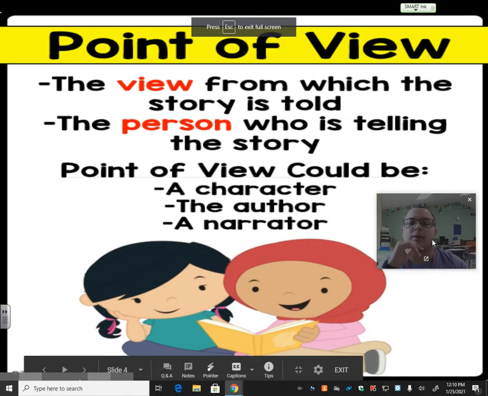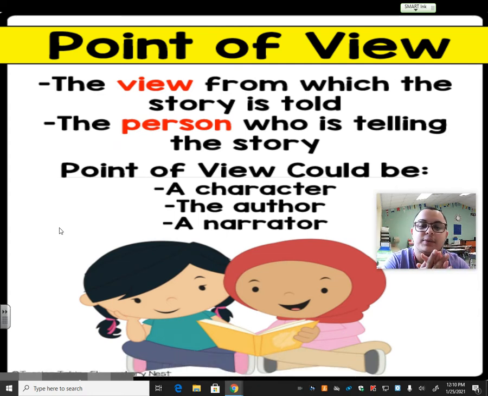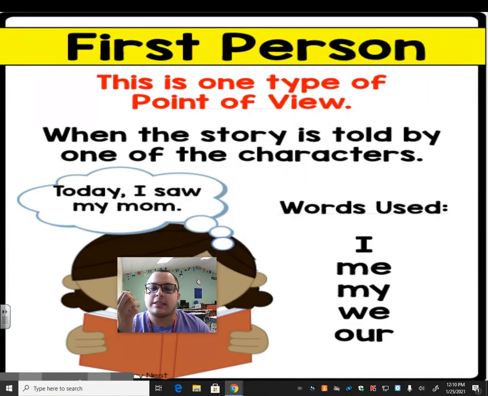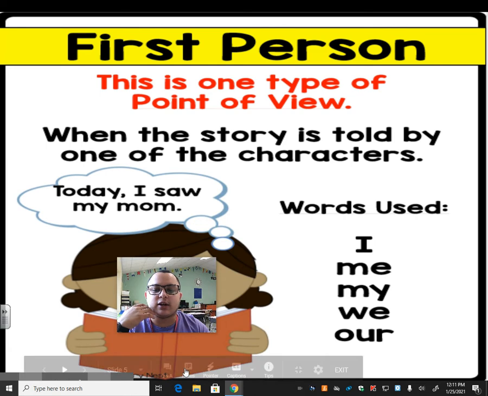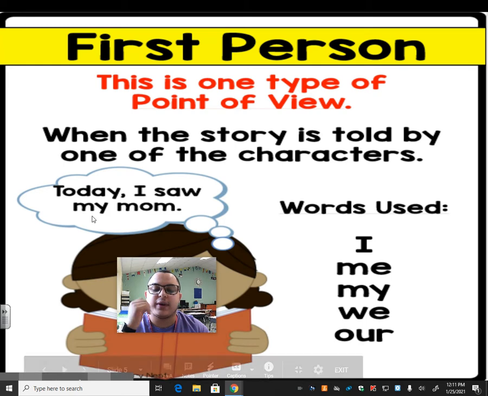So, first of all, point of view, if we remember, is from which the story is told. The person who's telling the story could be a character, it could be the author, or it could be a narrator. With first person point of view, the story is told from a character's perspective. So a character is telling you their personal experiences by saying things like I, me, my, we, us, our. So for example, this character here is saying, today I saw my mom. I and my are two indicators that it's going to be first person point of view.